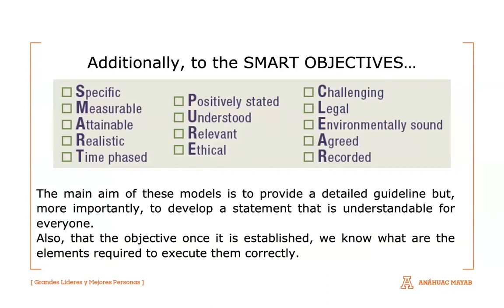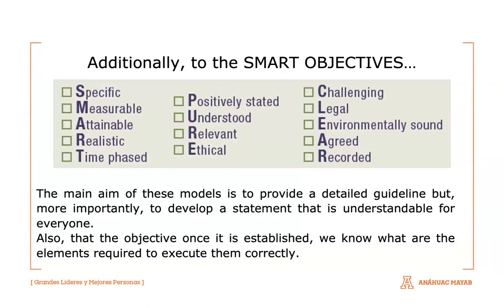The second thing is with the challenging, no? And the legal. Is it legal? Is it something that we can do? And of course, not going against legal aspects. And of course, that it is agreed. It has to be something that is accepted by others. If it's by force, or you are doing something without the agreement or the voluntary aspect, you may have a lot of problems. It's quite interesting that these two models also help us to make a clear objective.